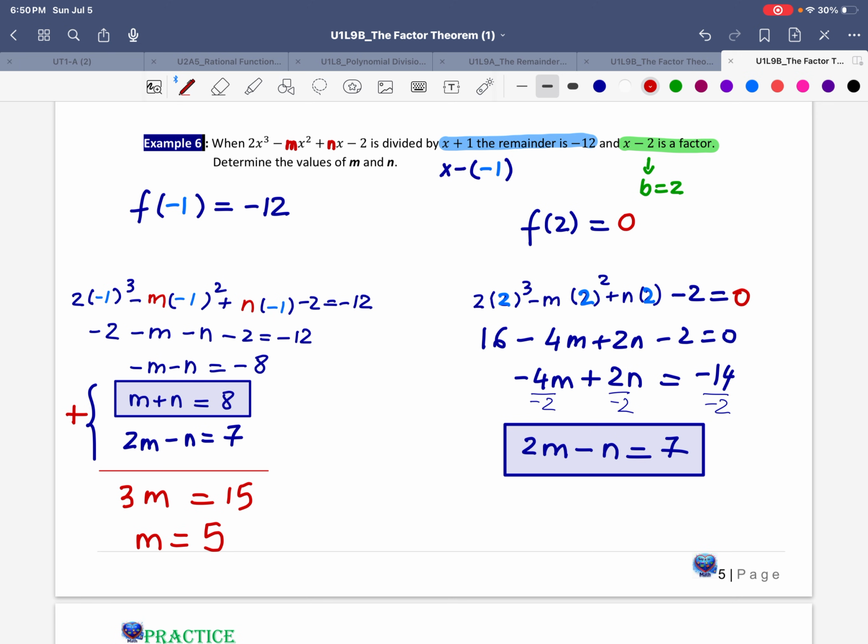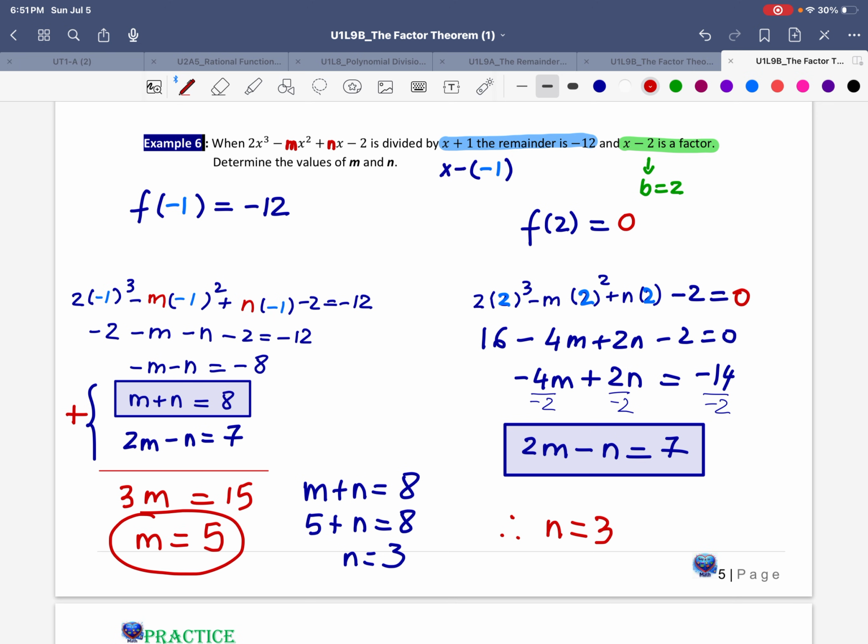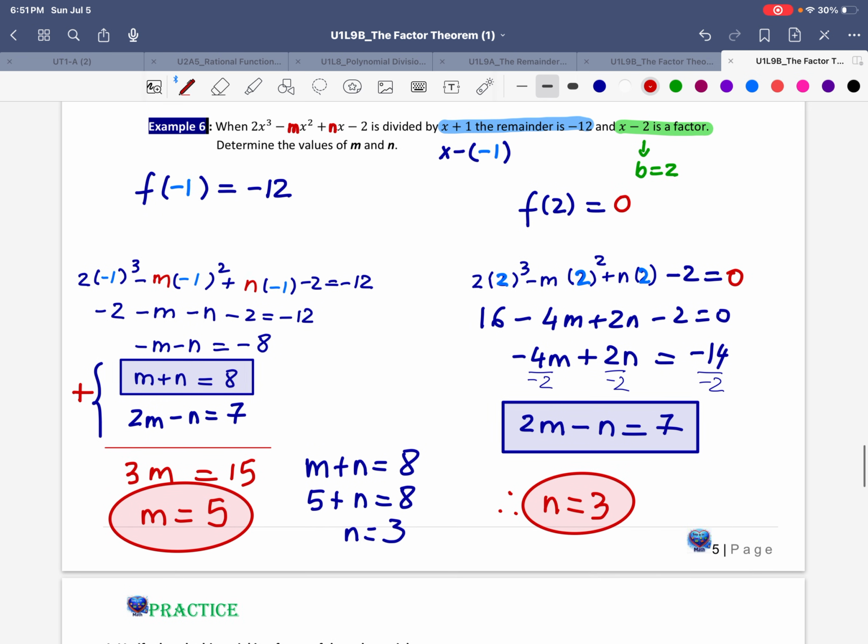So if m plus n equals 8, and m is 5, that will make n equal to 3. So therefore, we're going to say that n equals 3. So the answer will be m equals 5 and n equals 3. This is a typical quiz test question. It's not too difficult, but it does involve a lot of multiple concepts from the remainder and the factor theorem.